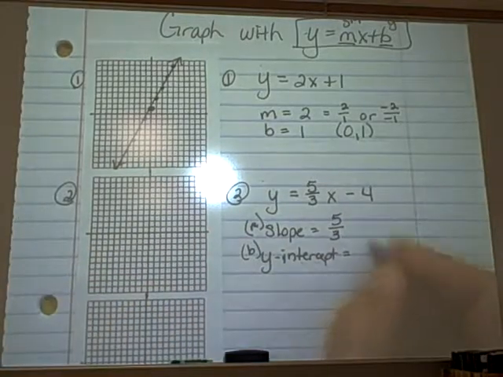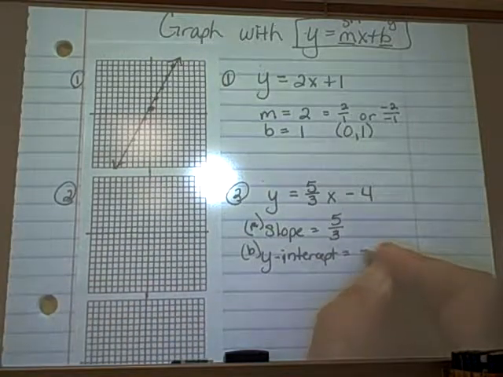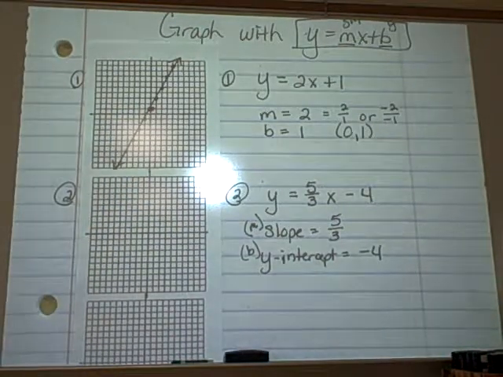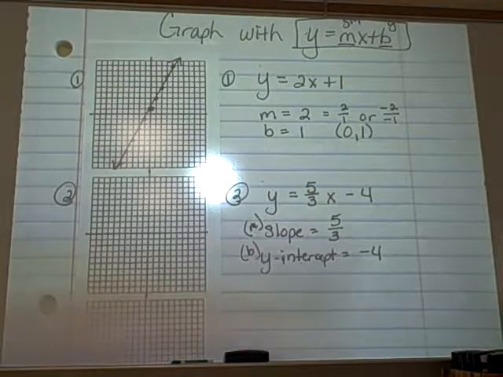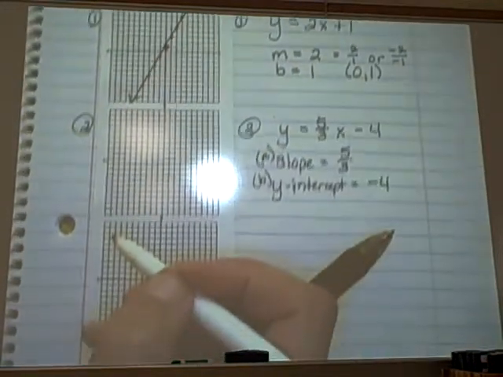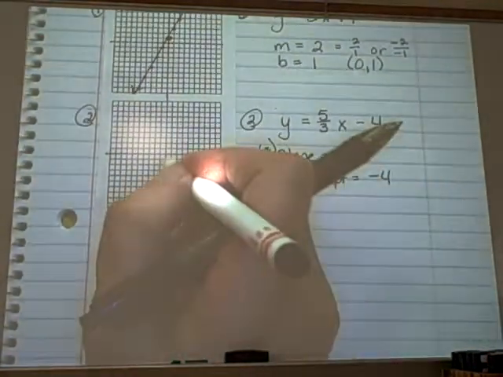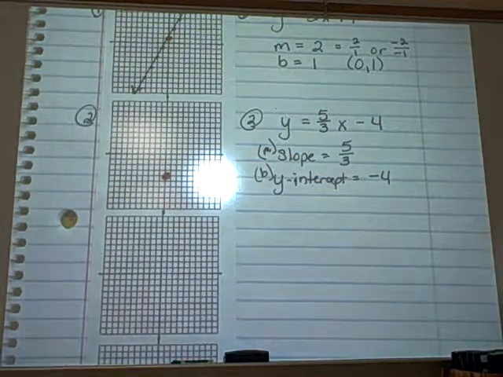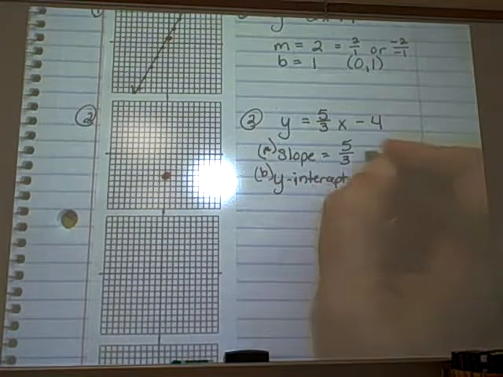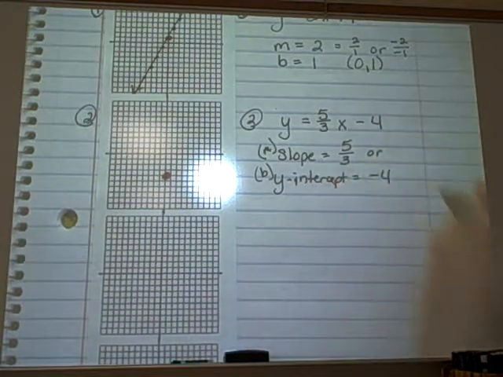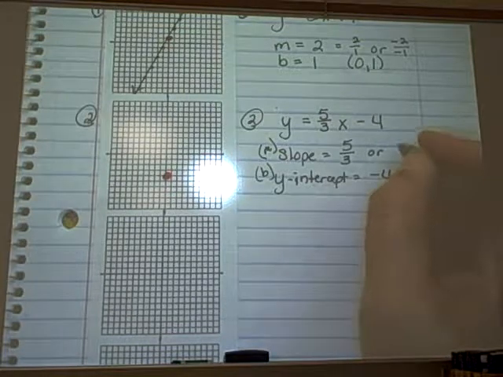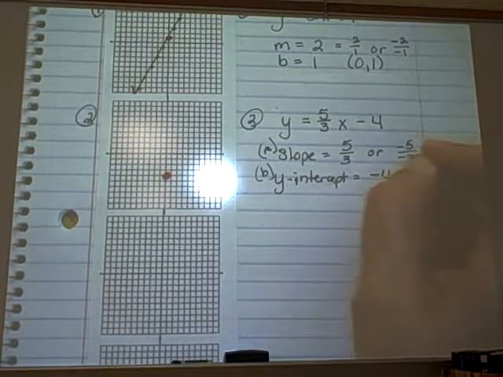This is a, be careful, -4. Because it's minus, it's -4. So it crosses the y at -4. You should be able to plot that point. And then your slope from there is either, I didn't write it over here, I'm sorry. What's my other option? 5 over 3 or -5 over -3.